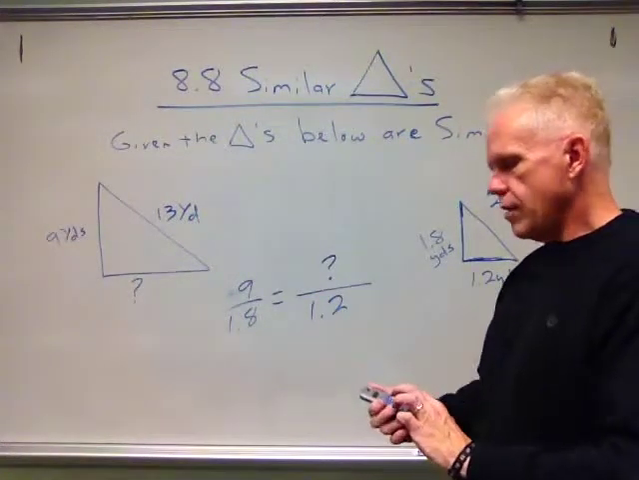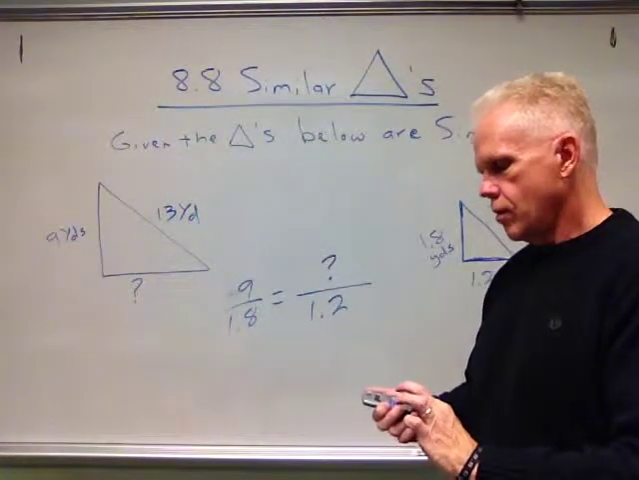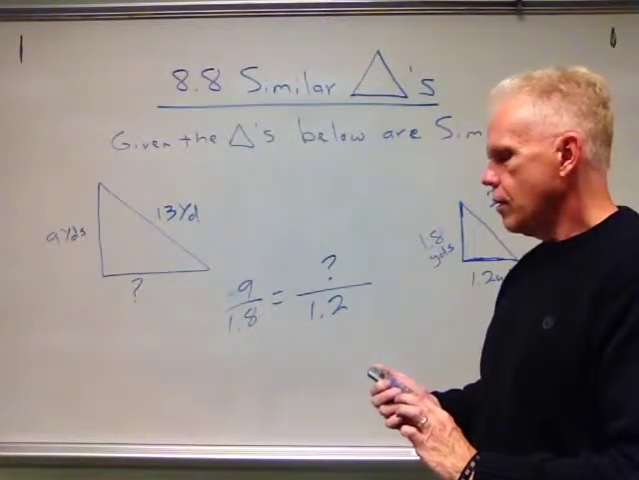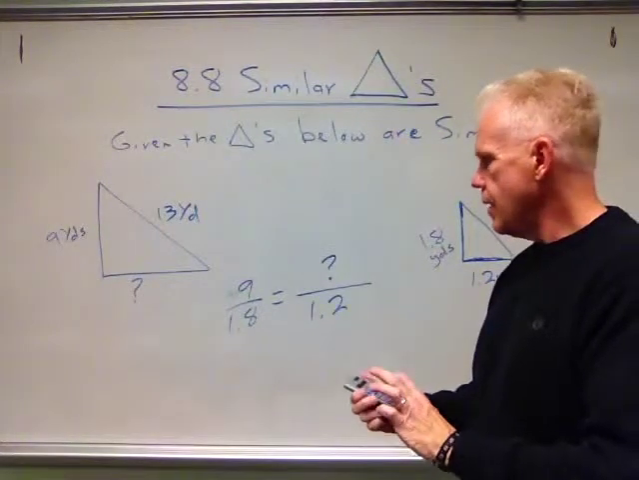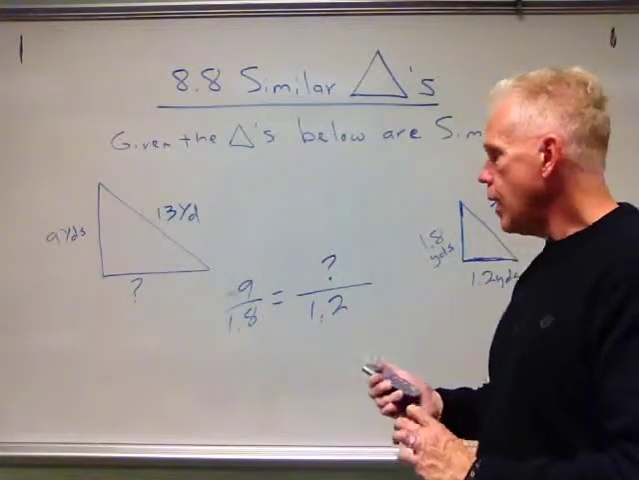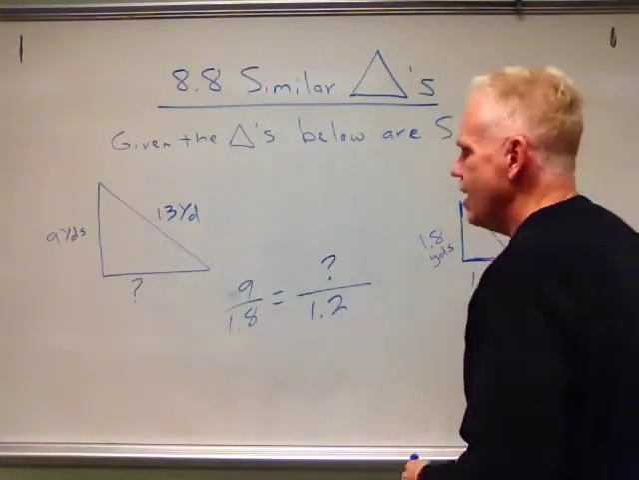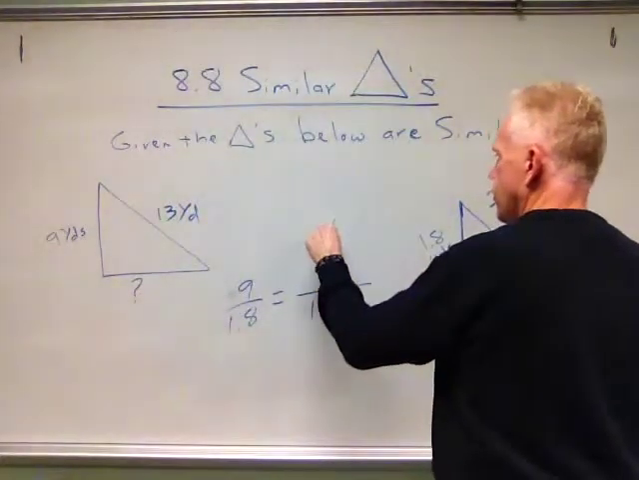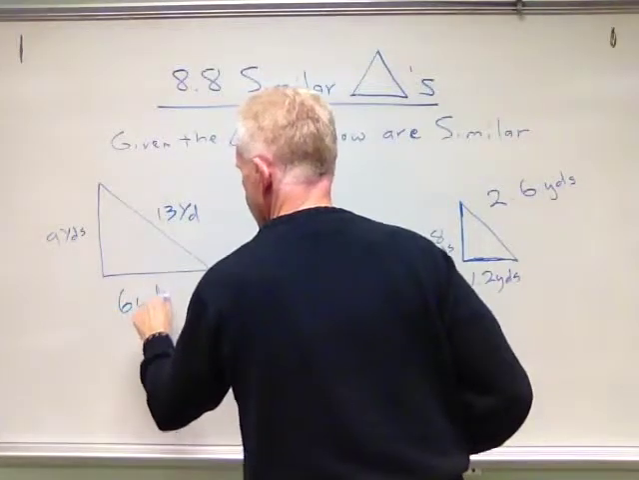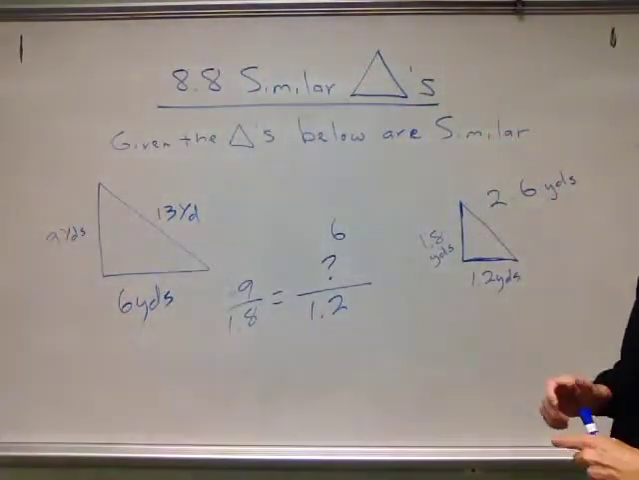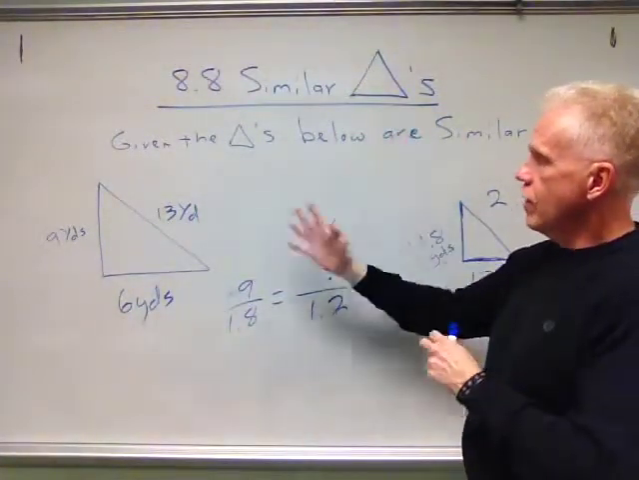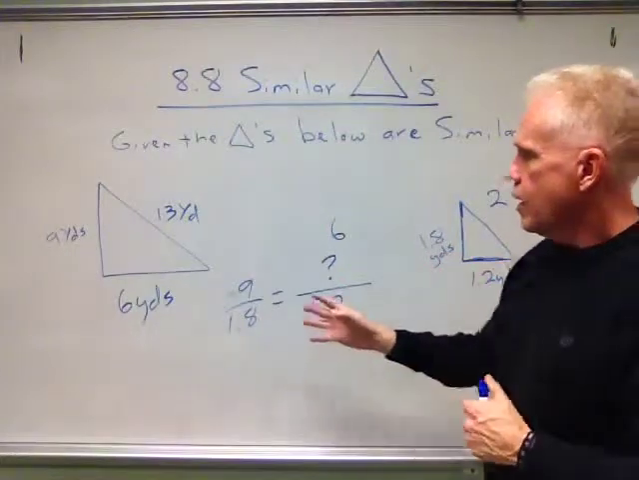What we're going to do is 9 times 1.2 equals, and I get that, and then I'm going to divide that answer by 1.8. And so we get a magic number of 6. So here, this will be 6 yards. So, guys, this is how we use similar triangle information to end up with finding the lengths of missing sides.